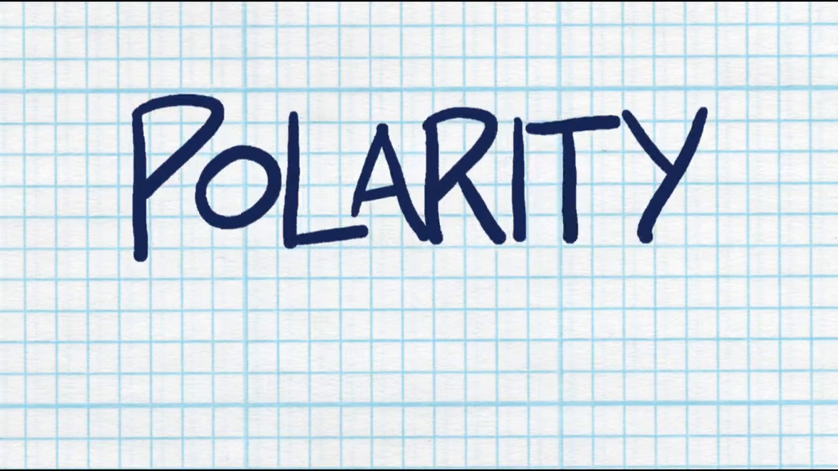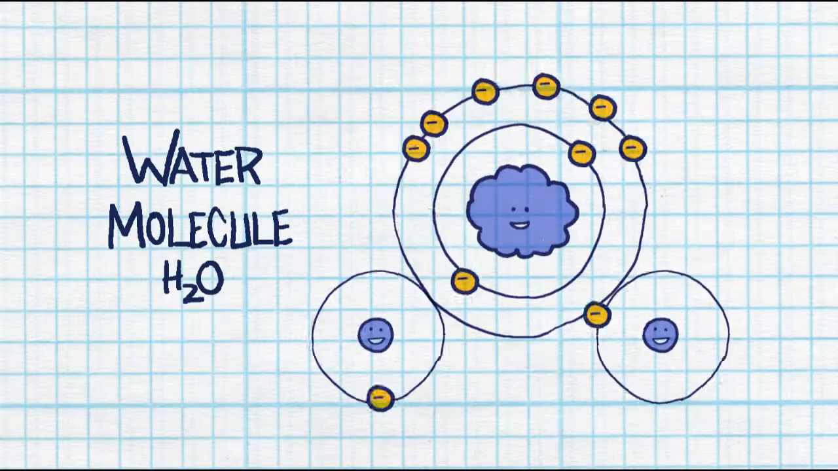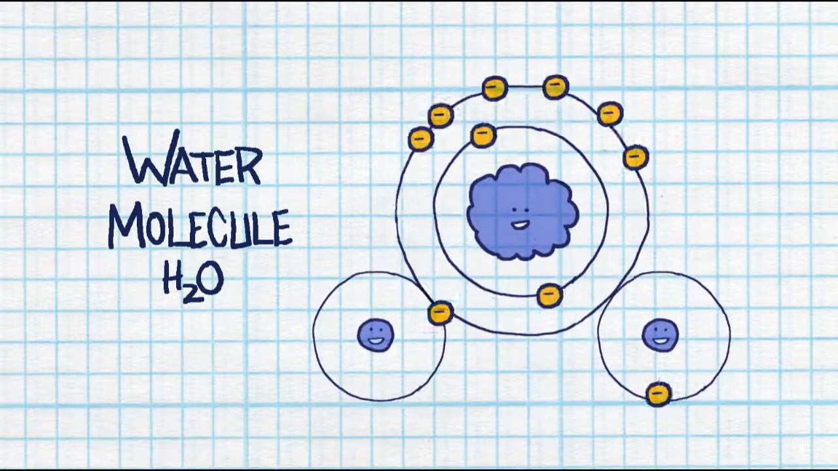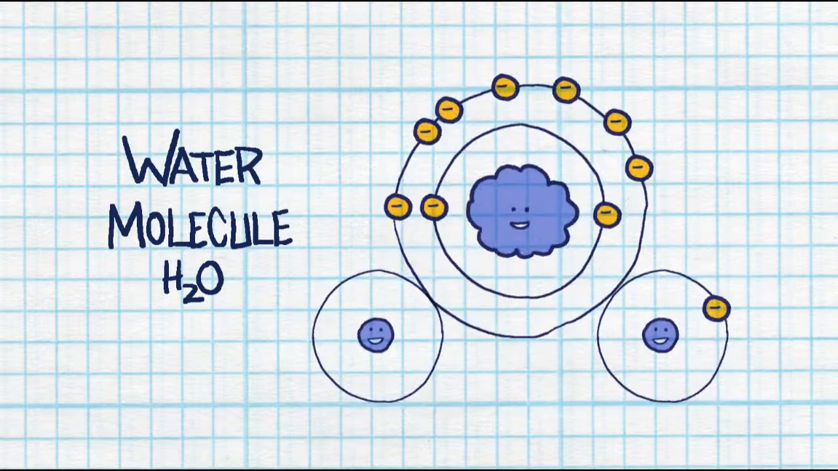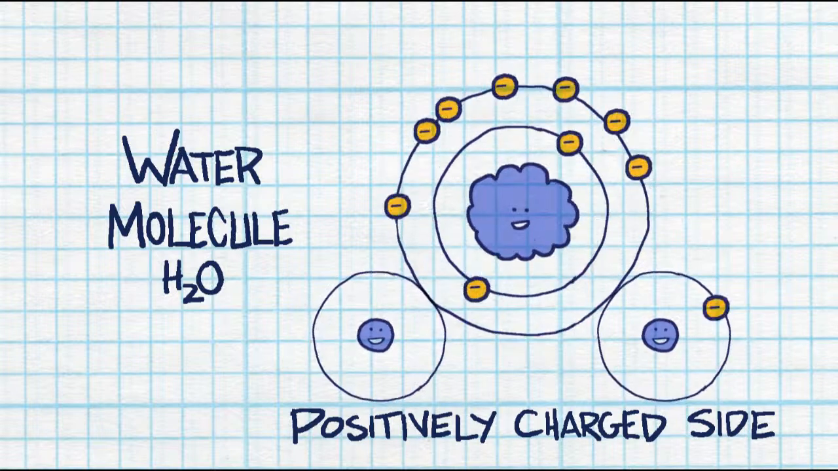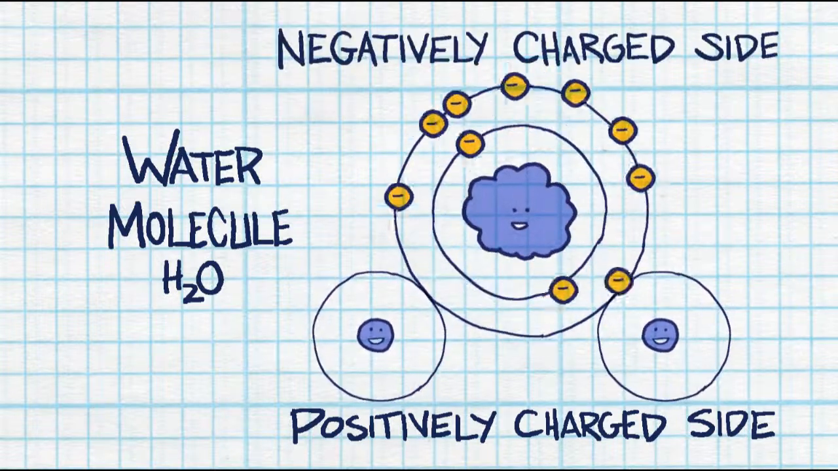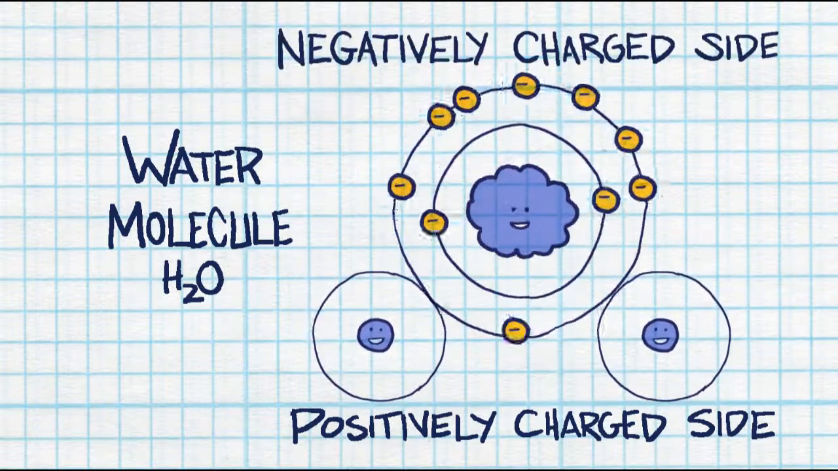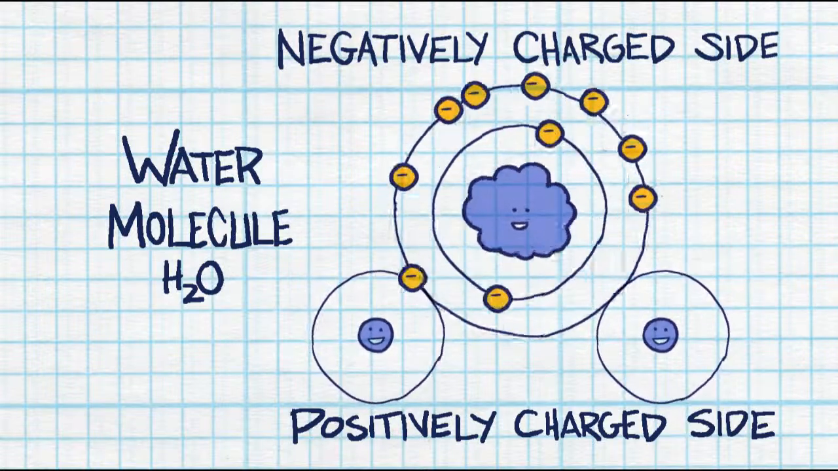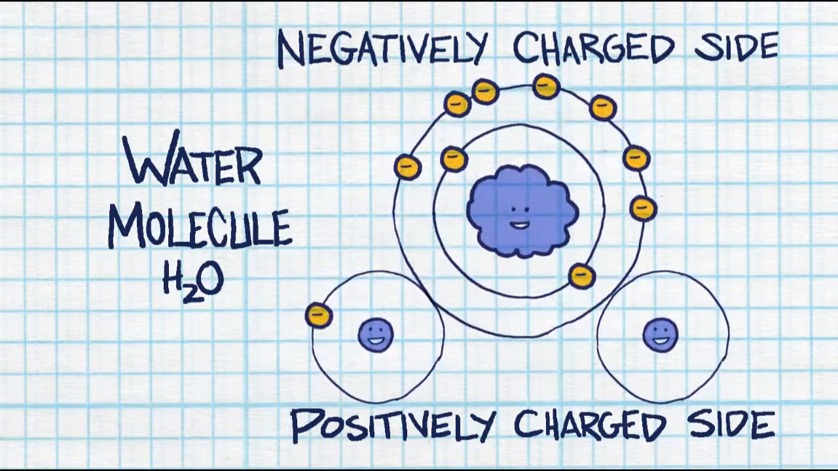Finally, guys, the last thing you need to know from Chapter 3, Section 1 is polarity. Okay, there are certain molecules that are actually polar, meaning that they have one section that's positively charged and one section that's negatively charged. This happens because the electrons are actually all grouped together up towards the top, and a perfect example of this would be a water molecule.